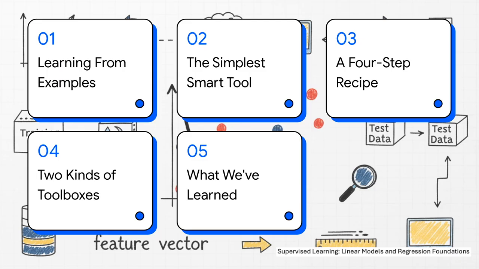First up, we're going to unpack this whole idea of learning from examples. Then we'll meet our very first and simplest smart tool. After that, I'll walk you through a super simple 4-step recipe that you can use for pretty much any prediction problem. And to finish things off, we'll take a quick peek at the software toolboxes that bring it all to life. Sound good? Let's jump in.